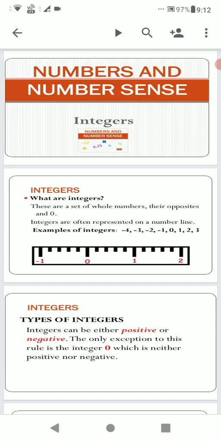To the right of 0 we take positive integers, and when we look at this number line, to the left of 0 are negative integers. Okay, so types of integers. Integers can be either positive or negative. The only exception to this rule is the integer 0, which is neither positive nor negative. And we can say कि 0 is neither positive nor negative. ना ही ये नेगेटिव नंबर है और ना ही ये पॉजिटिव है.